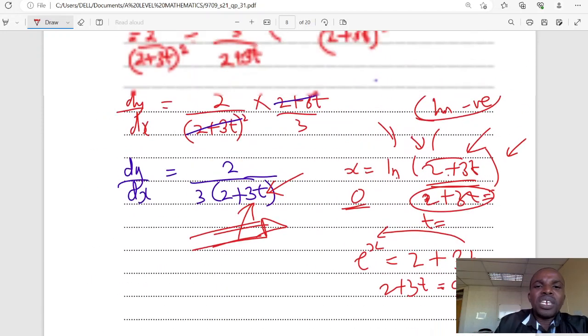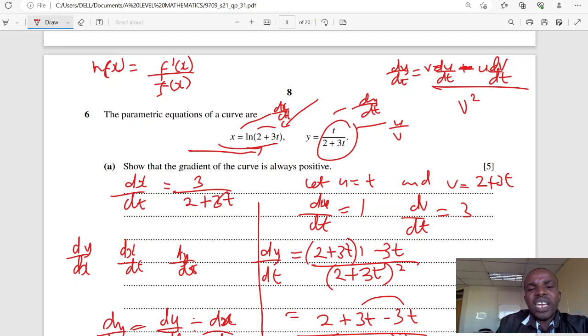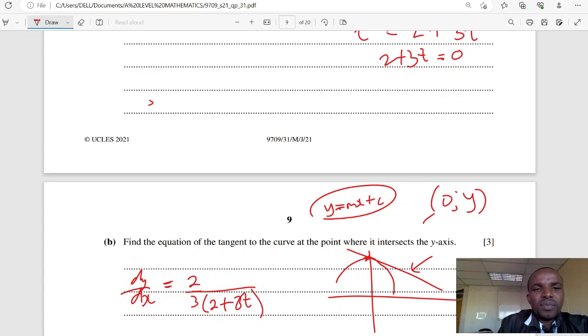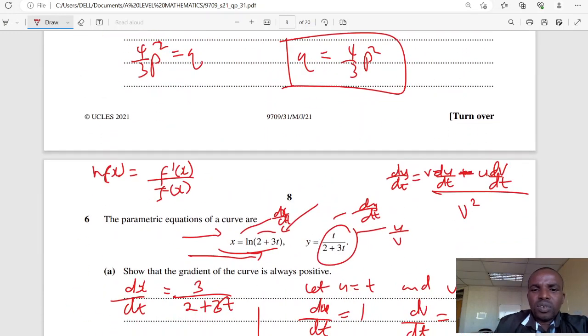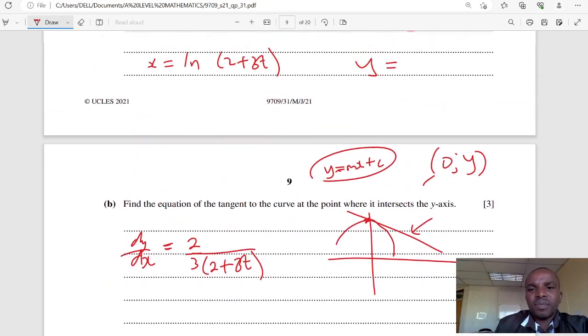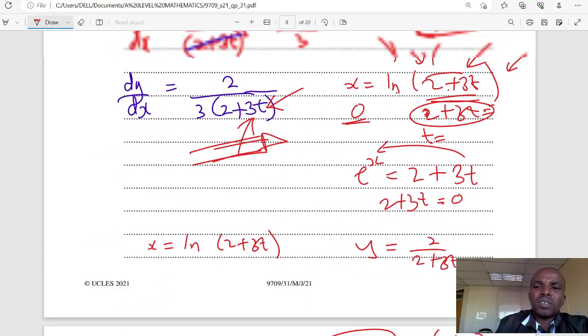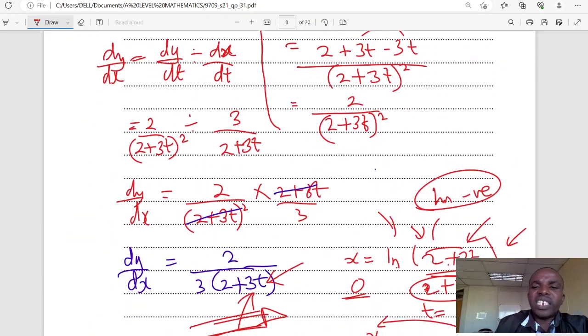So x must be equal to 0. And what is my x here? x is equal to ln of 2 plus 3t. And what is my y here? y will be equal to 0 actually. So if y is equal to 0, then I can use that one. Or let me first find the value of t, then I can substitute where there is t. So my y here is t over 2 plus 3t.